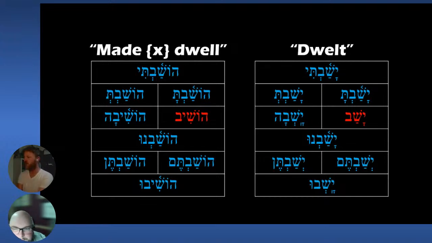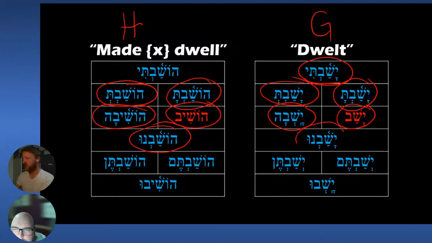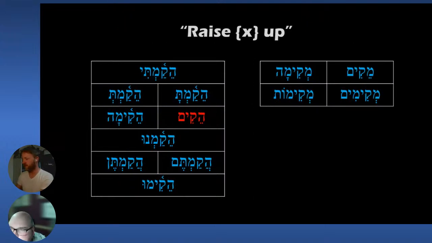Look at the difference between the Hiphil and the Kal, which is written as a G. Hoshavti, Yashavti. I dwelt. Hoshavta, Yashavta. Hoshav, Yashav. Hoshiv, Yashav. Hoshiva, Yashva. Hoshavnu, Yashavnu. Hoshavtem, Yashavtem. Hoshavten, Yashavten. Hoshivu, Yashvu. Okay, that's the comparison.